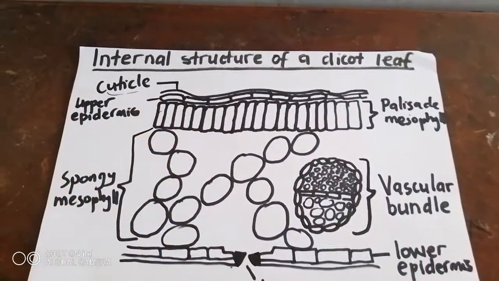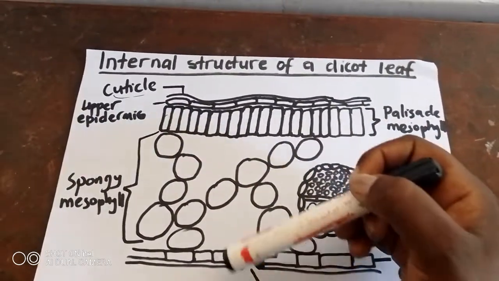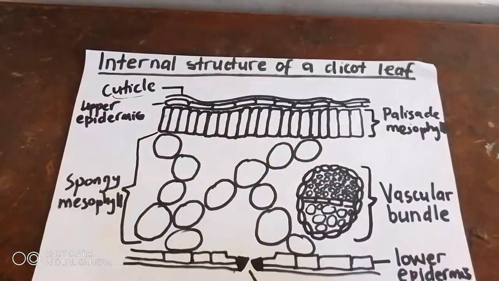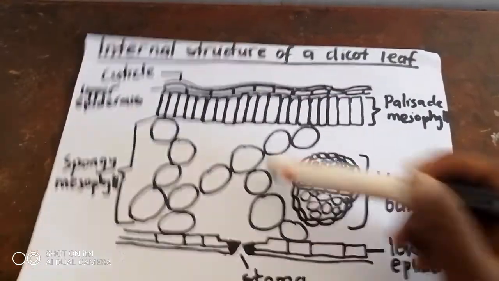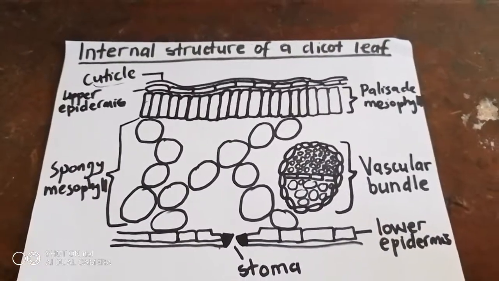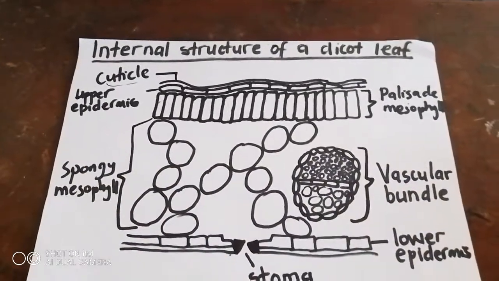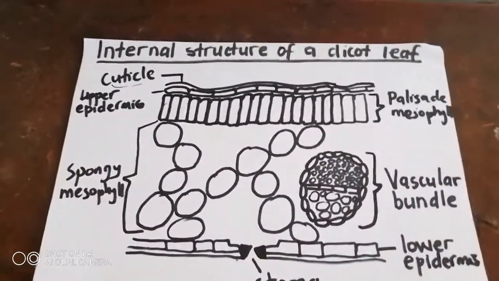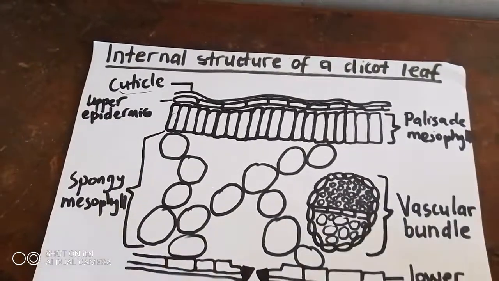Right, and also it receives carbon dioxide by diffusion. Carbon dioxide enters into the leaf, and then it reaches the palisade mesophyll so that it combines with water, sunlight, and chlorophyll to produce glucose and oxygen as a byproduct. Alright, we move on to the next part.